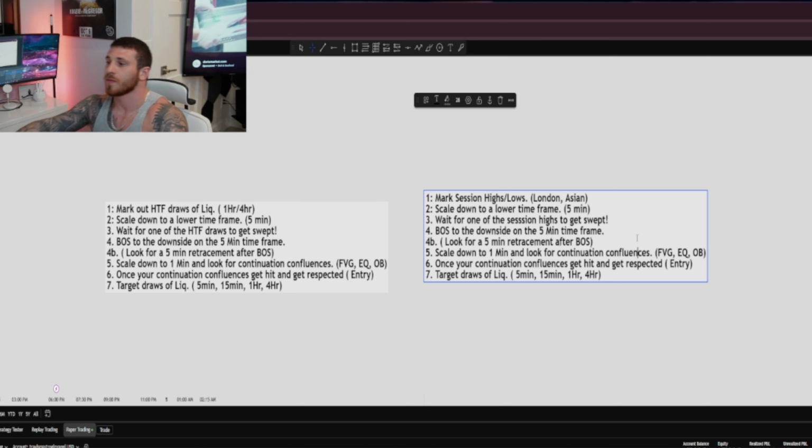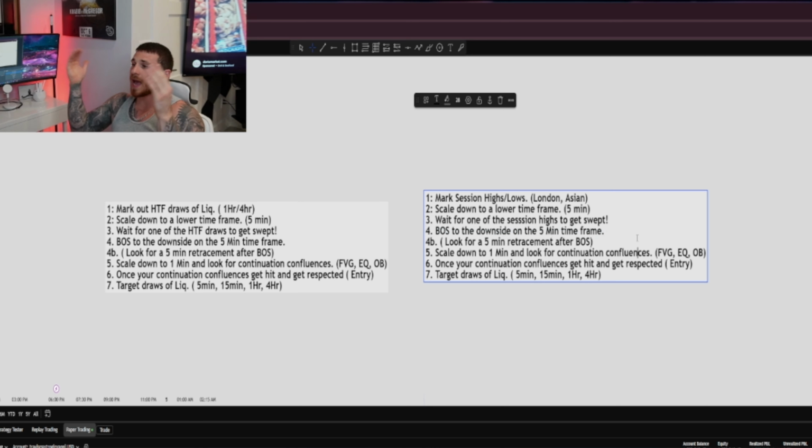And then once we see that they're going to get swept, again, how do we know that it's probably going to be a liquidity sweep, or just one of the session highs gets swept, let's say.